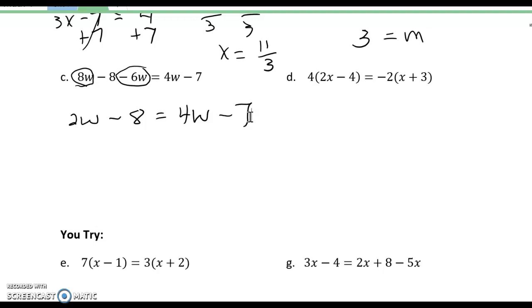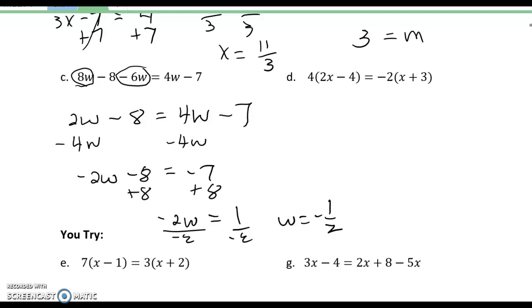Now that we have the left side as simplified as it's going to get, 2w minus 8, and the right side as simplified as it's going to get, 4w minus 7, now we can go ahead and decide, hey, I want to move the variables over to one side and then isolate the variable by undoing operations. When it's all said and done, when we're solving for w, w is equal to -1/2.